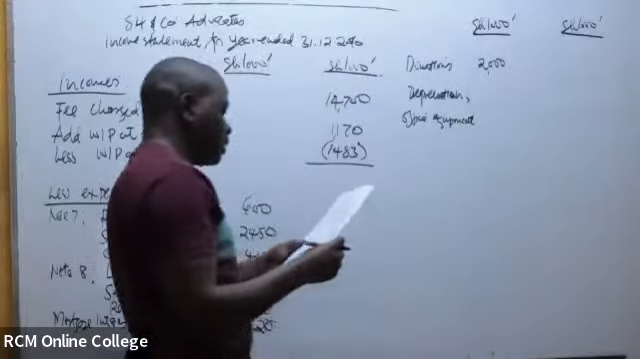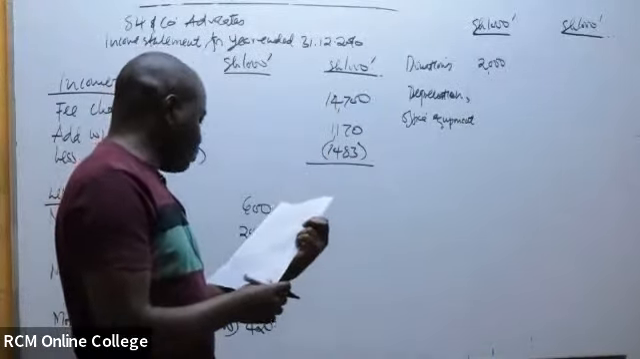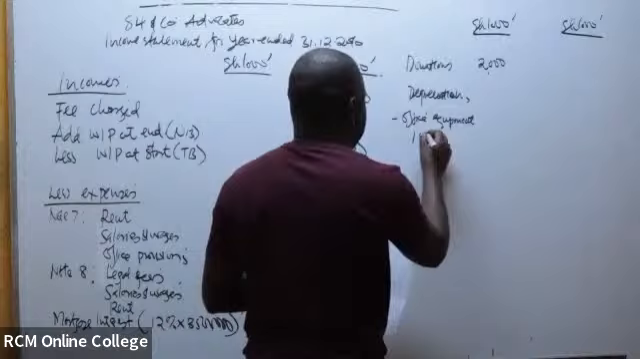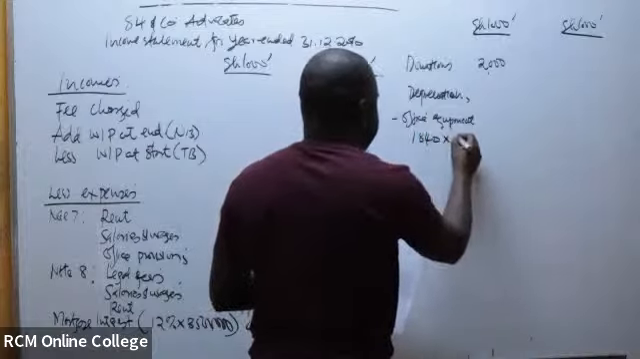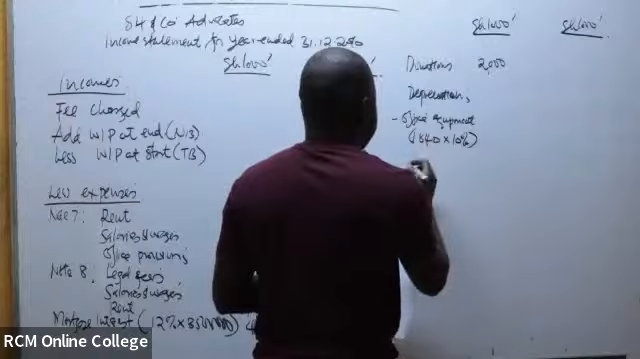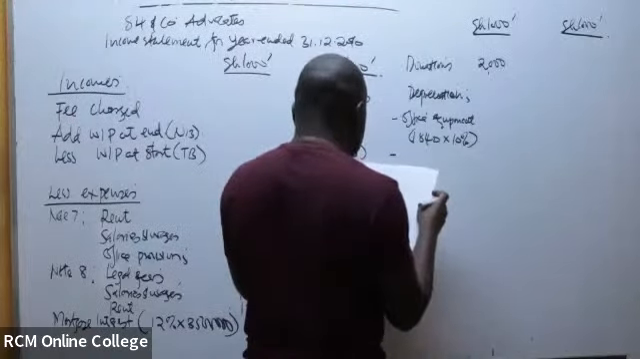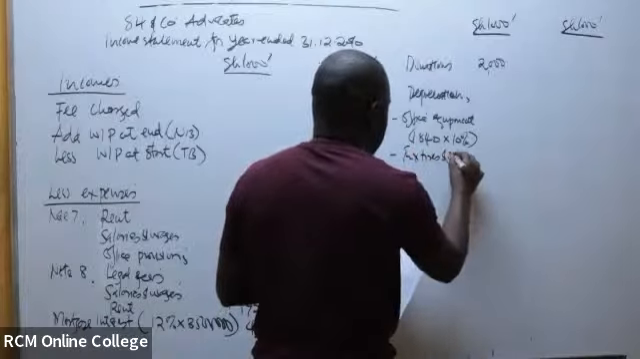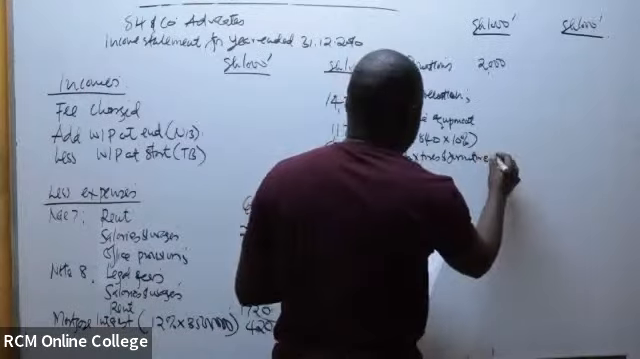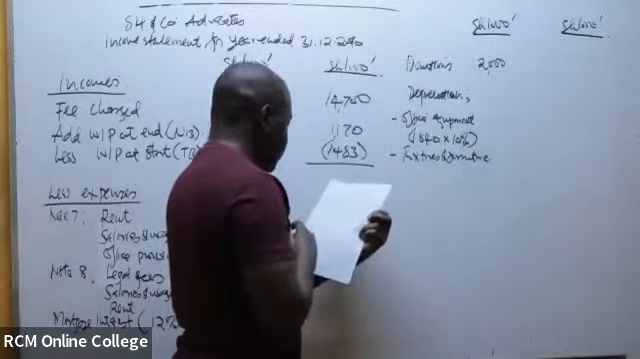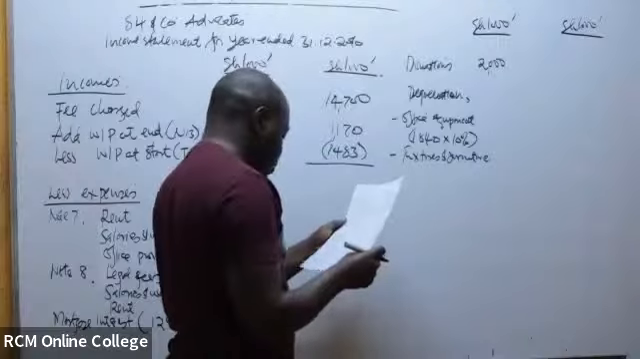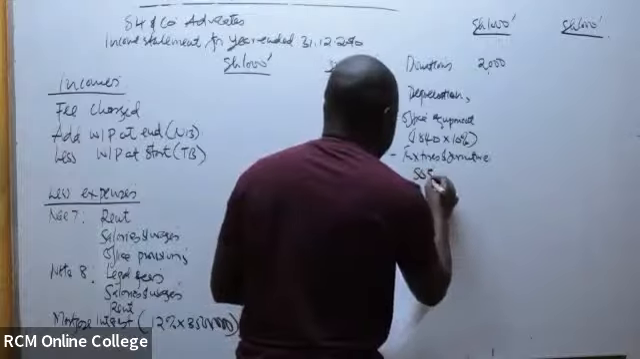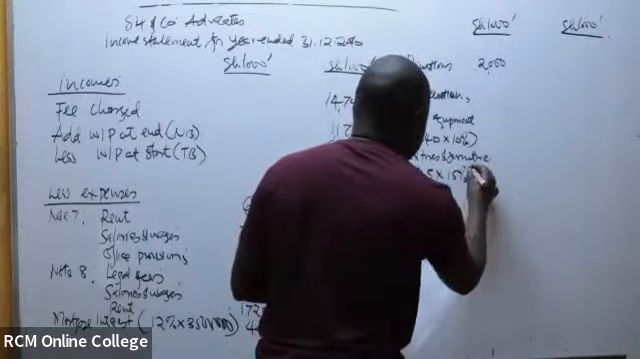So office equipment, if you look at the trial balance, the value of office equipment is actually 1840. So it means depreciation for this one will be 1840 multiplied by 10%. Then we have fixtures and furniture. This one was to be depreciated at 15%. The value of fixtures and furniture in the trial balance is 805. So we have 805 multiplied by 15%.